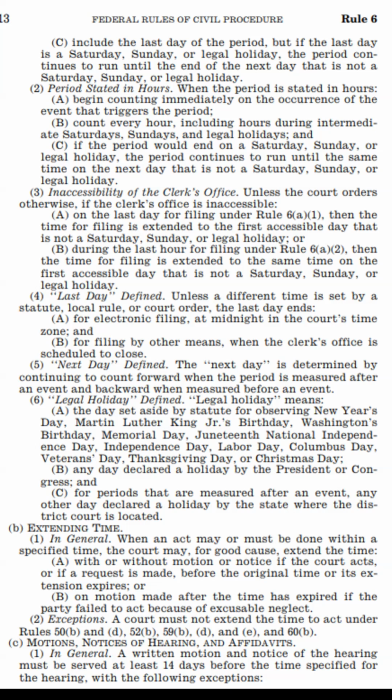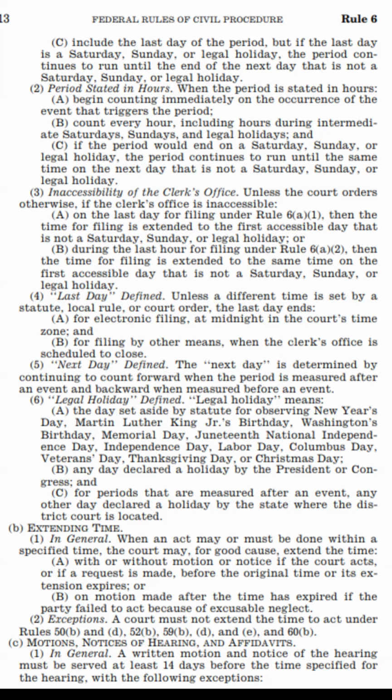B. Extending time. 1. In general. When an act may or must be done within a specified time, the court may, for good cause, extend the time: A. With or without motion or notice if the court acts, or if a request is made, before the original time or its extension expires, or B. On motion made after the time has expired if the party failed to act because of excusable neglect. 2. Exceptions. A court must not extend the time to act under Rules 50(b) and (d), 52(b), 59(b), (d), and (e), and 60(b).